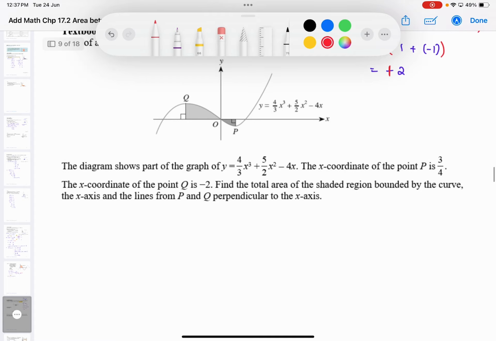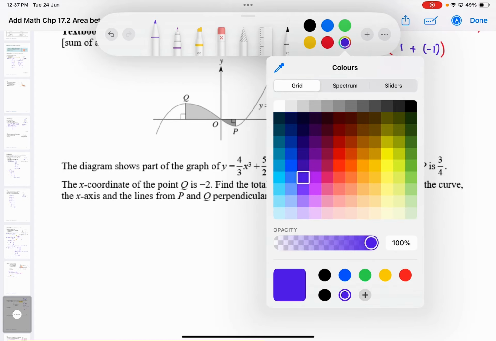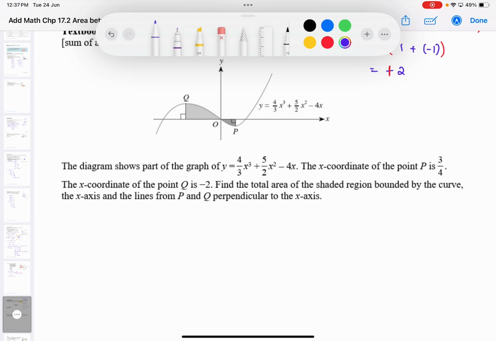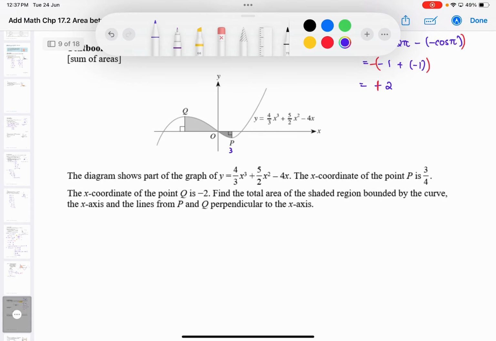I will just guide you all, then you have to do it at home because time's almost up. The graph shows part of the curve. This is a cubic curve. The x-coordinate of the point P is given by 3 over 4. So this is 3 over 4. And then the x-coordinate of point Q is negative 2. Find the total area of the shaded area bounded by the curve, the x-axis, and the lines from P and Q perpendicular to the x-axis.